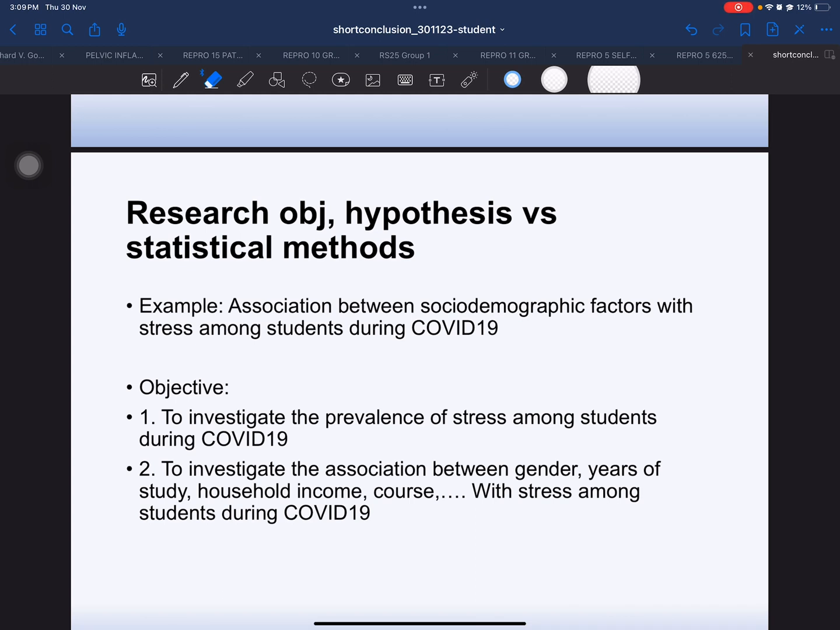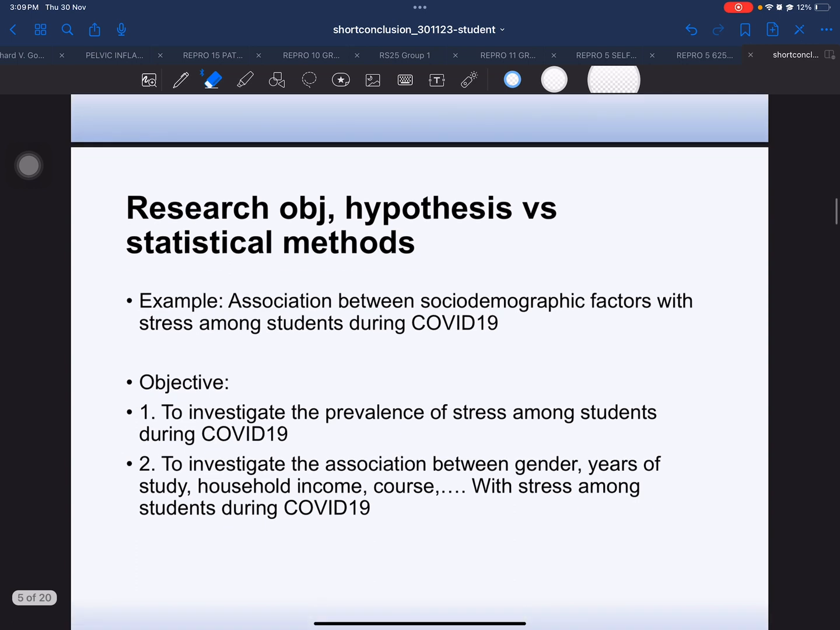I repeat, descriptive is a summary of your data. For the first objective, you just summarize your data, right? You are not testing anything, you are not interested in anything else. So this is called descriptive.